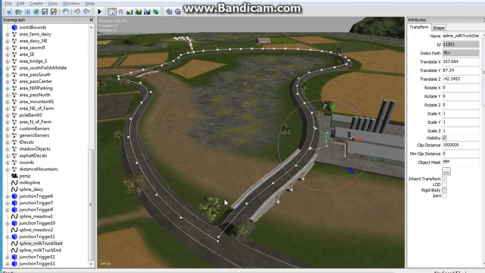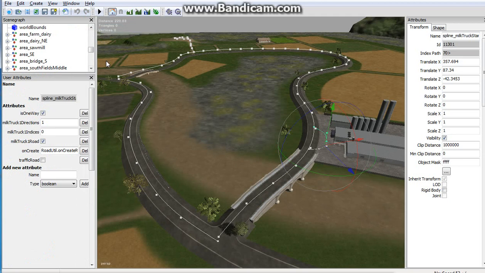Okay, this is a supplement to the text which follows here in the thread. Try to get everybody's head around this index counting and directional business. First off, user attributes for milk truck start spline. You'll see is one way. Milk truck road, milk truck directions, milk truck indices. Indices and directions is what I'm worried about here now.